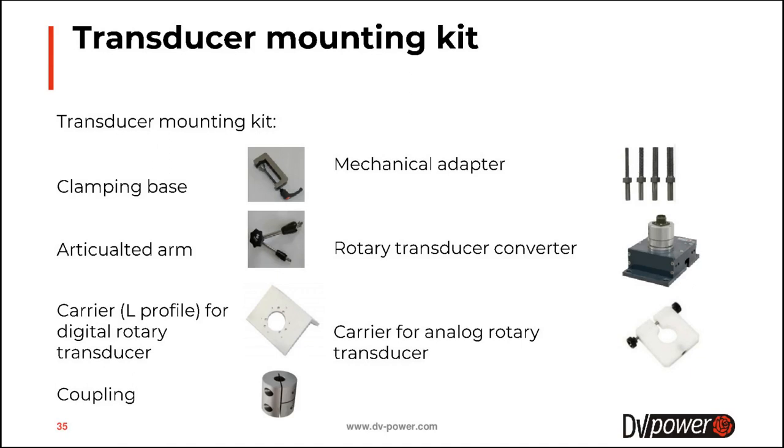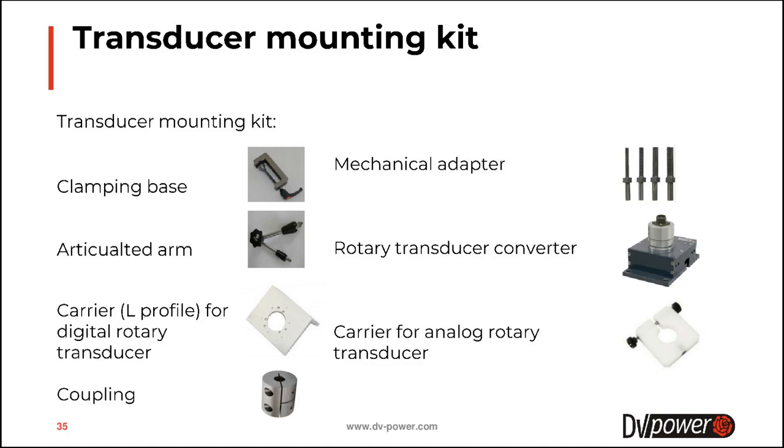In this slide, transducer mounting kit is shown, and as you can see, it consists of the clamping base, articulated arm, carrier, coupling, and mechanical adapter. So carrier or L profile is used to carry the rotary transducer. Articulated arm is used to adjust the position of the carrier together with the rotary transducer, while clamping base is used to firm articulated arm together with the carrier L profile and transducer to do some solid based on the construction of the circuit breaker.